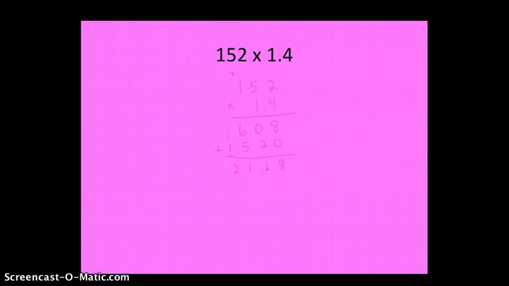1 plus 1 is 2. So the digits of my answer are 2128. Let's figure our decimal places out.